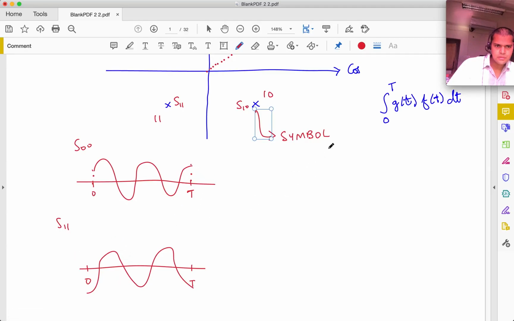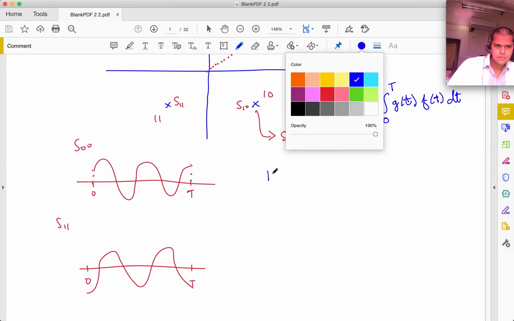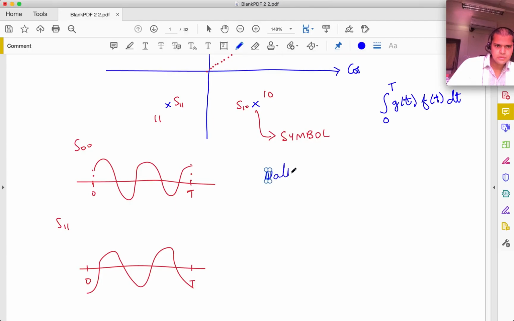So what I'm saying is, suppose you have data bits. Suppose my data bits coming from the higher layer were like this. Suppose I had 0 0 1 1 1 0 1 0 and so on. What I would send out as a signal is S00, that is this signal. Then I would send out S11. Then I would send out S10 and then S10. Okay.